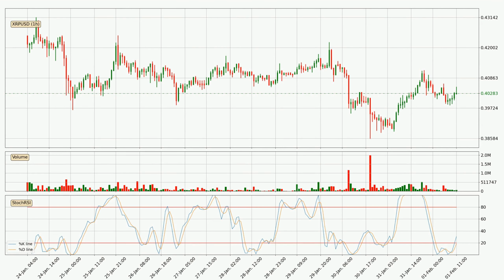Looking at the hourly stochastic RSI, there are no signs of the stochastic RSI being oversold or overbought at this time, but the %K line is over the %D line, which means the current trend is to the upside.